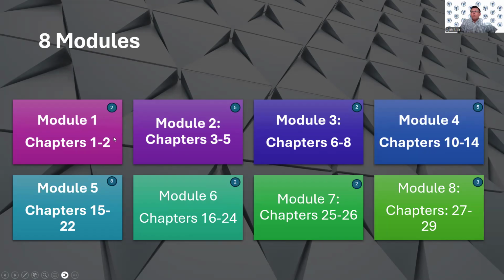Each module will be covered in our weekly learning. There are 8 modules for 8 weeks, and we go through all of the chapters. I believe we skipped chapter 9, but essentially we would be covering the entire textbook with 29 chapters. It's going to be a fun read. I strongly suggest each and every one of you to read the chapters.